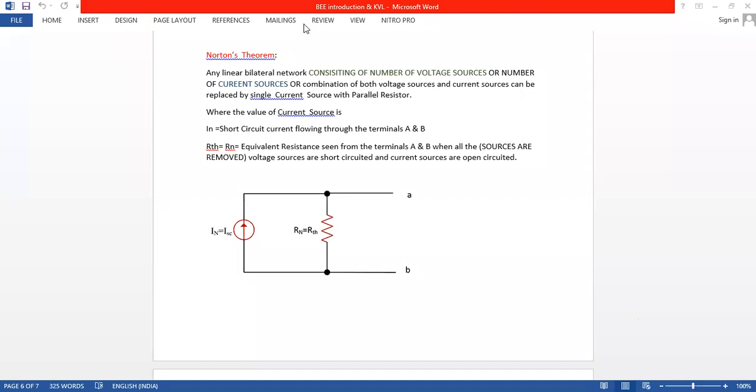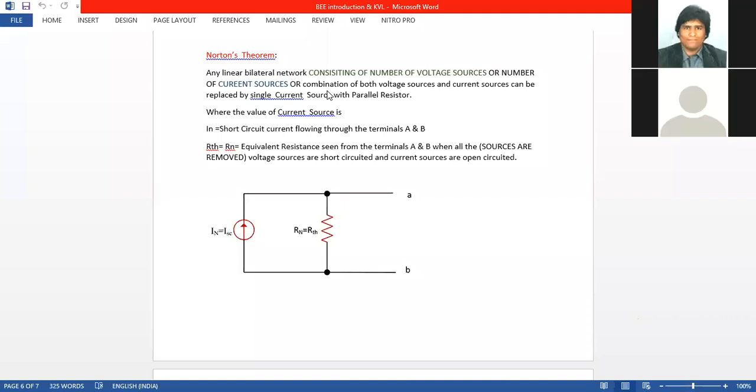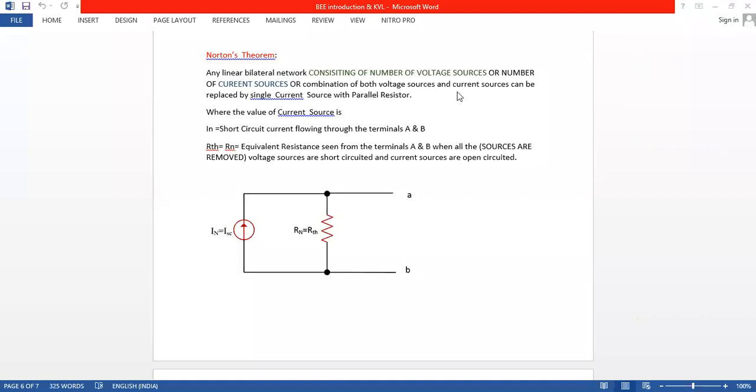Any complex circuit can be converted into a simple circuit. So what is that simple circuit? It's a voltage source and one resistor. So what is the statement actually? Complex circuit means, as Thevenin has mentioned, a number of voltage sources or current sources or a combination of both. A voltage source and current source can be replaced by a single voltage source with a series resistor.